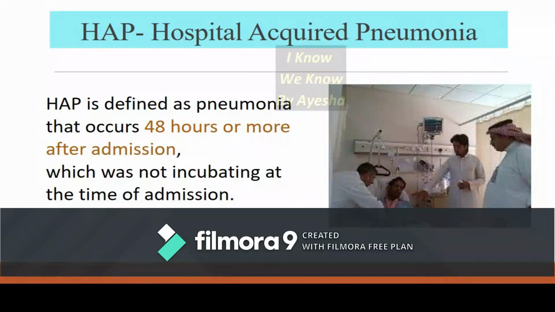HAP, which is hospital acquired pneumonia, can be defined as pneumonia that occurs in the patient after 48 hours of admission into the hospital, which was not incubating at the time of admission. It means when the patient was getting admitted, there were no signs and symptoms of pneumonia, but after 48 hours of admission, the patient develops the symptoms of pneumonia.